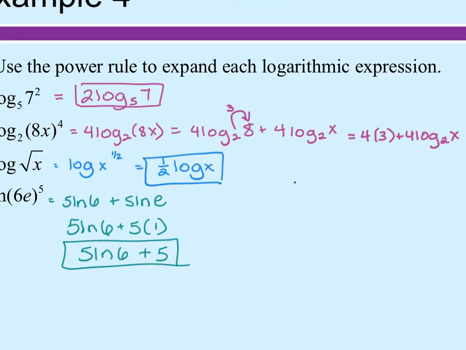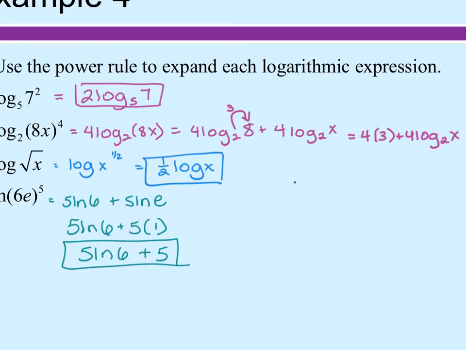So for the first one, the 2 gets bumped to the front. It's 2 log base 5 of 7. There's nothing I can raise 5 to get to 7, so it stays that way. For the second one, the 4 gets bumped to the front, so it's 4 log base 2 of 8 times x, which becomes 4 log base 2 of 8 plus 4 log base 2 of x.